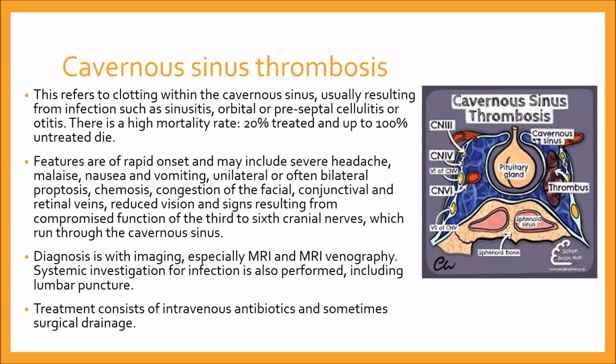Features are of rapid onset and may include severe headache, malaise, nausea and vomiting, unilateral and often bilateral proptosis, chemosis, congestion of the facial, conjunctival and retinal veins, reduced vision, and signs resulting from compromised function of the third to sixth cranial nerves, which run through the cavernous sinus, may be noticed. Diagnosis is with imaging, especially with MRI and MRI venography.